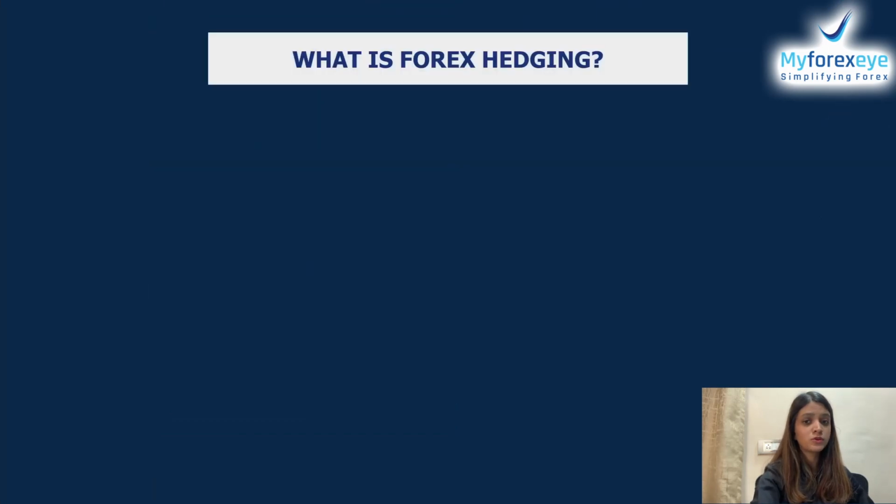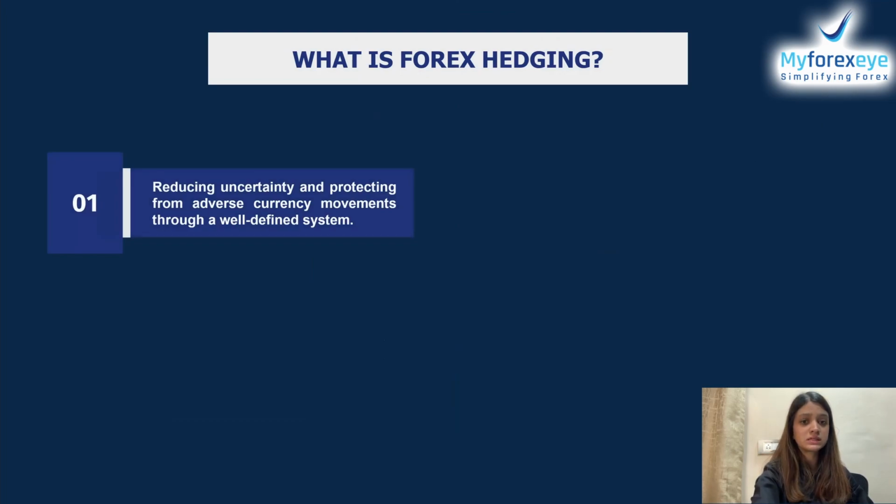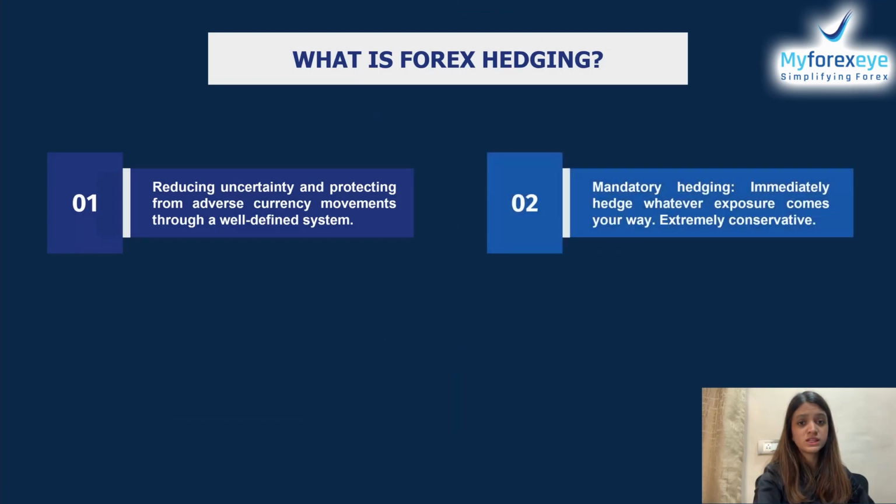Let's now understand what forex hedging is. Forex hedging reduces the uncertainty and protects from adverse currency movements through a well-defined system. Now, there are two kinds of hedging, mandatory and systematic. Mandatory hedging involves immediately hedging whatever exposure comes your way. That is, hedging on the same day as your exposure origination date. Now, this is an extremely conservative method, usually implemented by businesses with low profit margins.